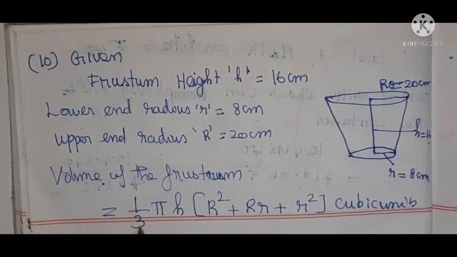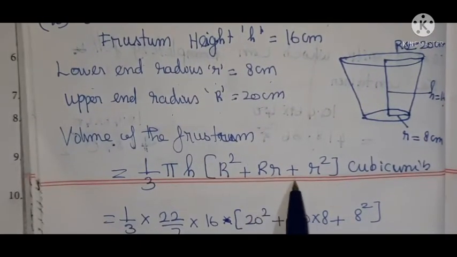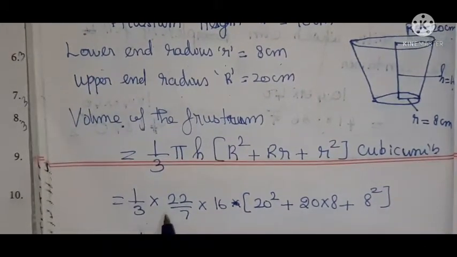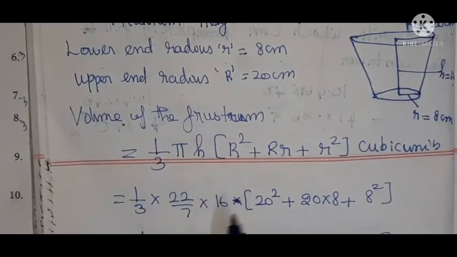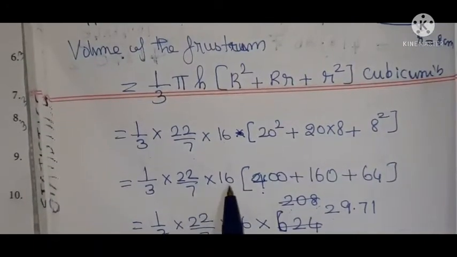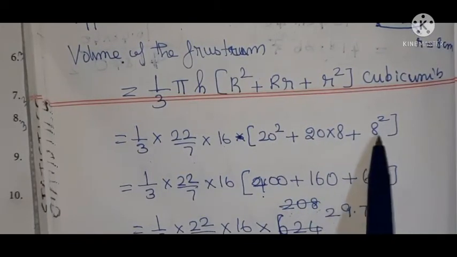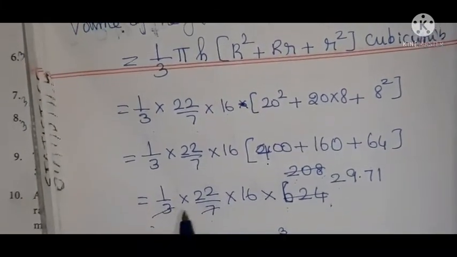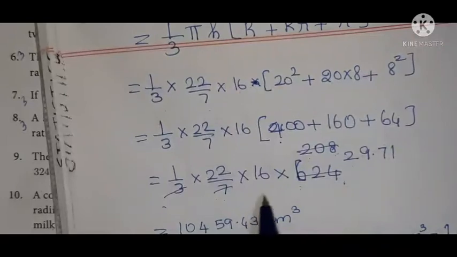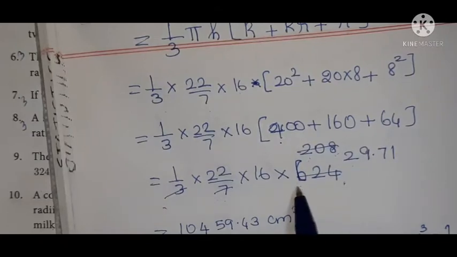Volume of the frustum is 1 by 3 into pi h into capital R square plus capital R small r plus small r square cubic units. 1 by 3 into 22 by 7 into 16, h is 16, into capital R is 20 square plus capital R 20 into small r 8 plus small r 8 square. 1 by 3 into 22 by 7 into 16 into 20 square 400 plus 20 into 8 160 plus 8 square 64. 400 plus 160 plus 64 we get 624.